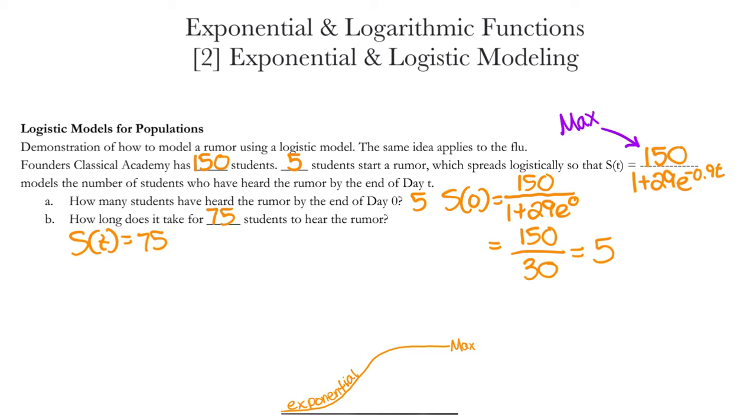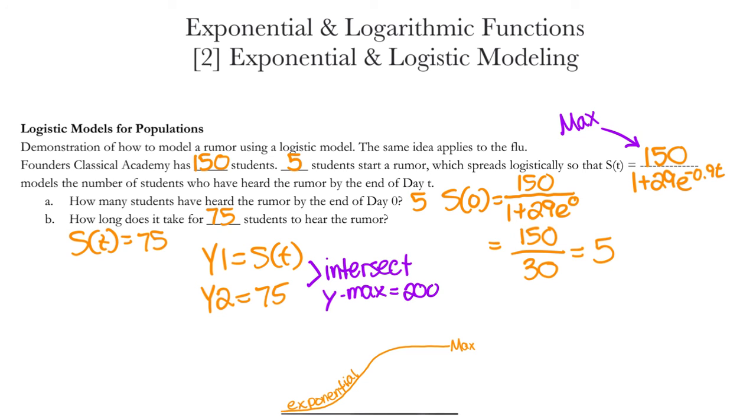So in this case, we'll let y1 be this function and let y2 be 75, and then find the intersect of those two functions. You'll have to change the window a bit. I set my ymax to be 200 so I could see the entire function, and I let my xmax be 30. I found that it takes 3.74 days for 75 students to hear the rumor. So 3 days and 3/4 of the way through the 4th day.